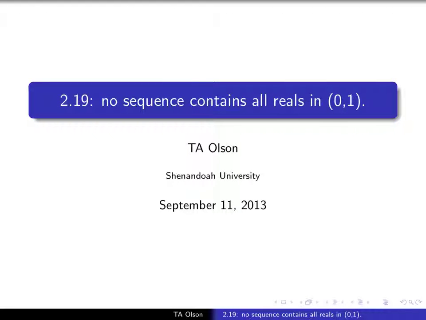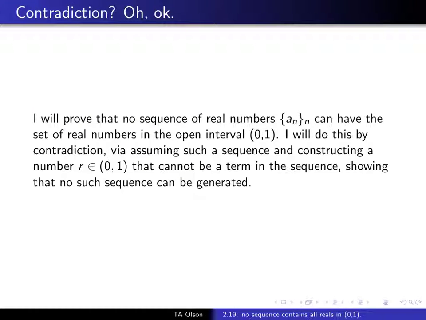In this video, we're going to look at our ability, or rather inability, to create a sequence that contains all of the real numbers in the open set 0 to 1. We're going to prove this by contradiction simply because that's the shortest route. Normally I don't like proof by contradiction. I like constructive proofs because they actually give more useful information.